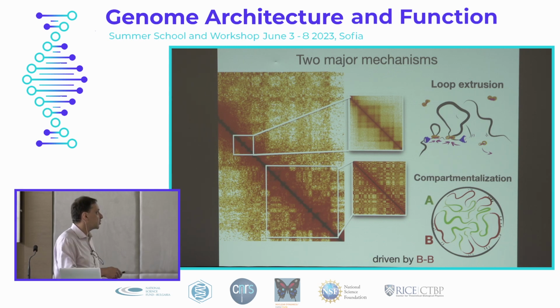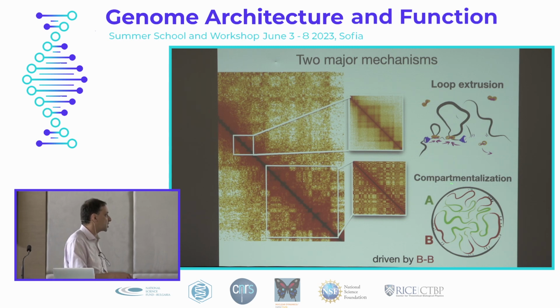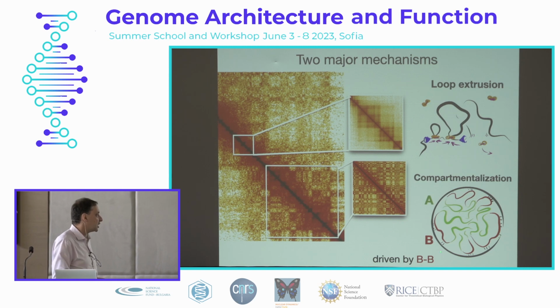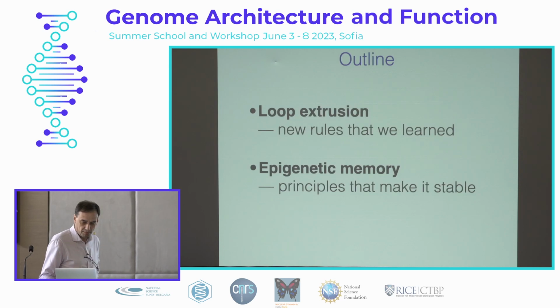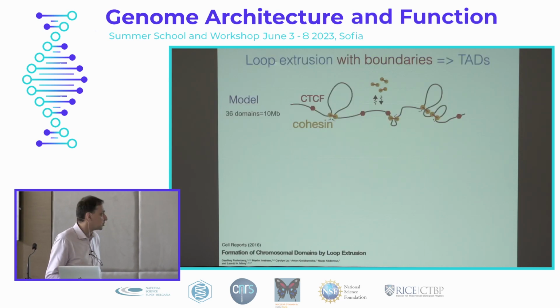And what we demonstrated over the years is that these checkerboard patterns, which we refer to as compartmentalization, the separation of euchromatin from heterochromatin in space, are largely driven by attraction between heterochromatic regions and not by the attachment to the nuclear envelope, though they are attached to the nuclear lamina. And as far as loop extrusion, I'll just go straight to the model.